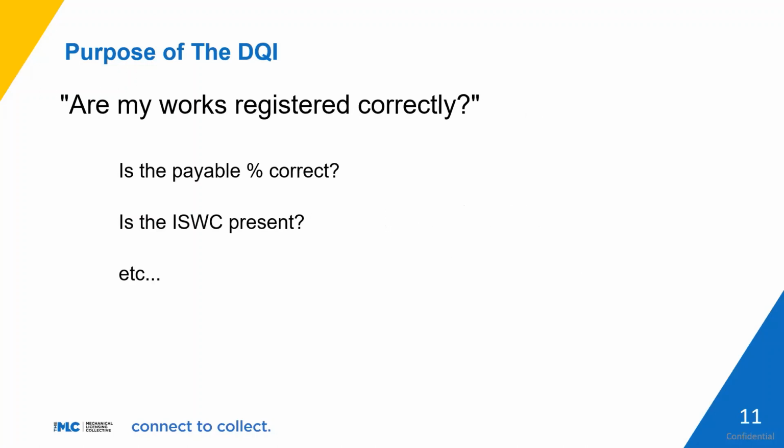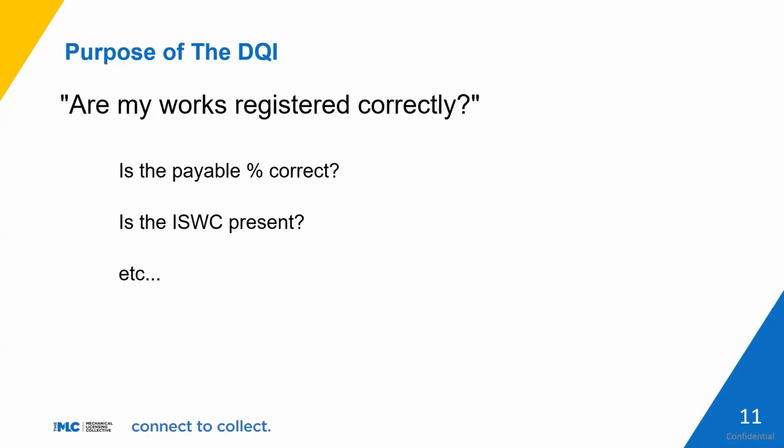So it's really important to know that your works are correctly registered. And that question can be broken down into a few different dimensions. One way of thinking about it is: is the payable percentage registered correctly? Does it match what I think the payable percentage should be? Perhaps I think I represent 75% of the work. If the database at the CMO that I am talking to says 25%, then that's a problem. Somewhere there is a 50% discrepancy that needs to be looked at, understood and fixed.